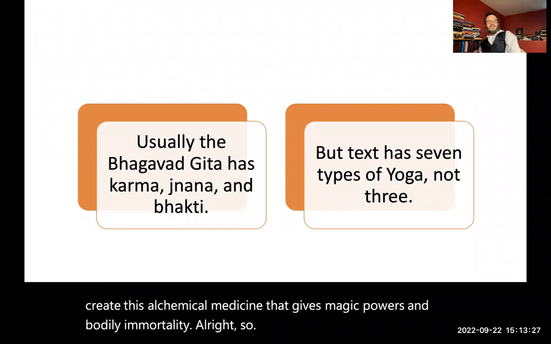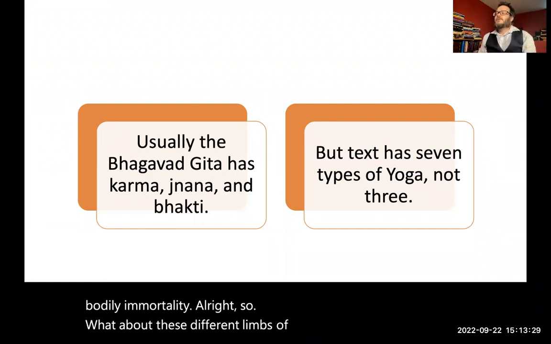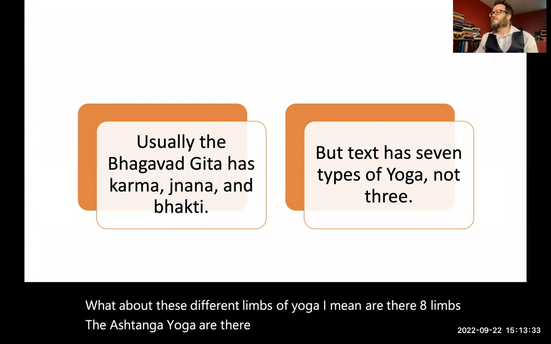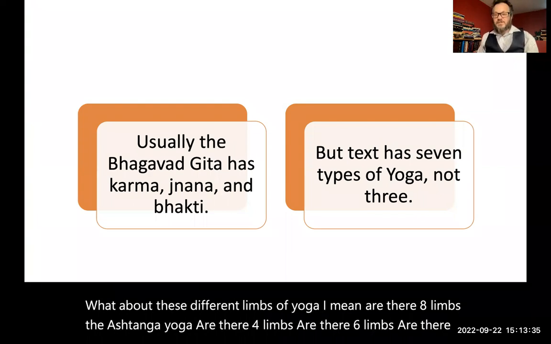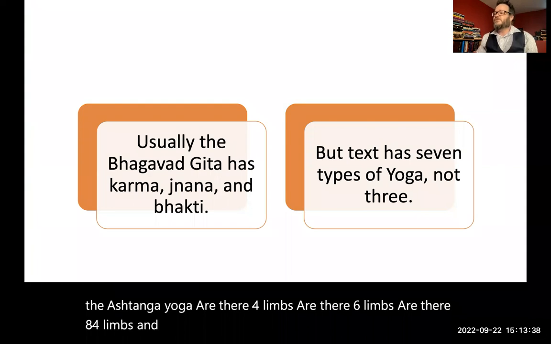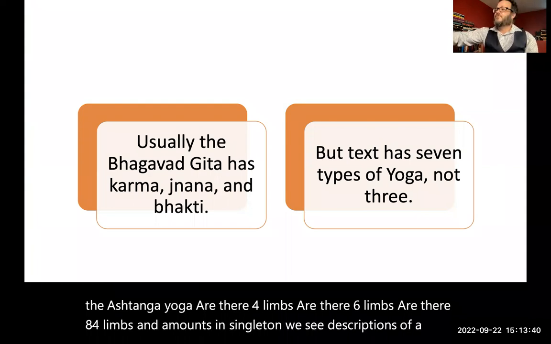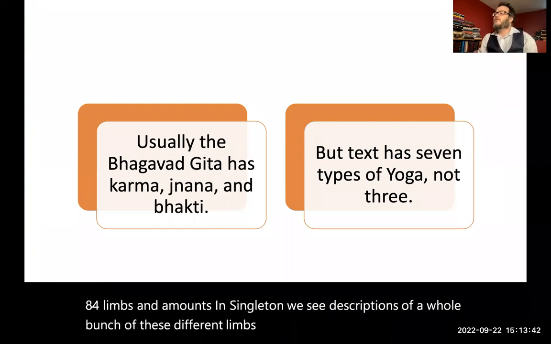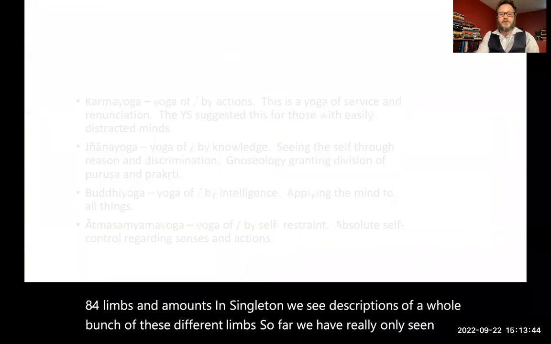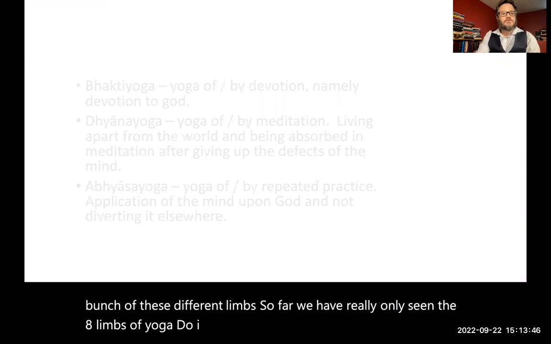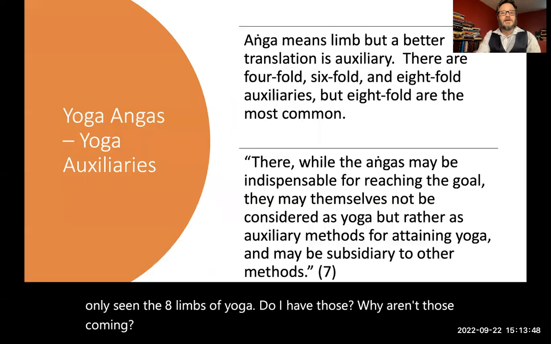what about these different limbs of yoga? Are there 8 limbs, the Ashtanga yoga? Are there 4 limbs? Are there 6 limbs? Are there 84 limbs? And in Mallinson and Singleton, we see descriptions of a whole bunch of these different limbs. So far, we have really only seen the 8 limbs of yoga. Do I have those? Why aren't those coming up? I don't know what that is.